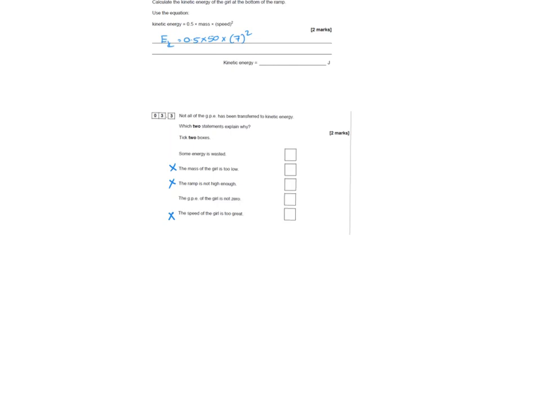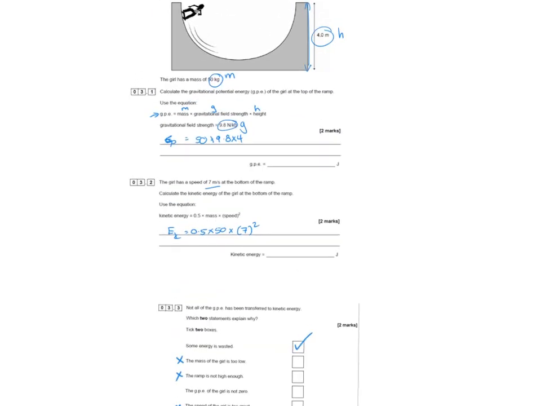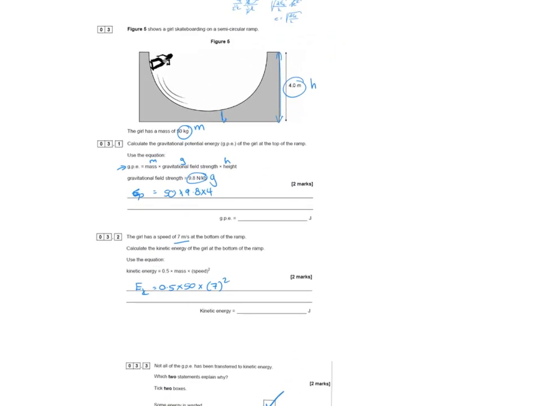Now, some energy is wasted. Remember, we said that through friction between the skateboard and the ramp, or air resistance, some energy gets transferred to the thermal store of the surroundings. So some energy is wasted. That's true. And also the gravitational potential energy of the girl is actually not zero at that point, because you can see there is some height left.